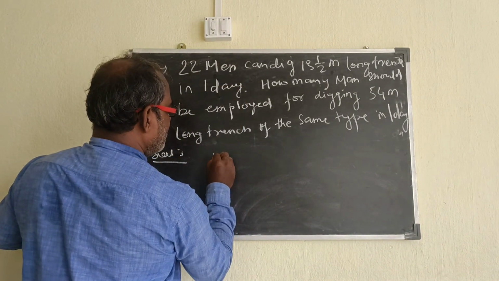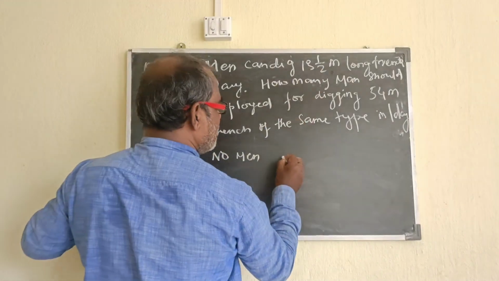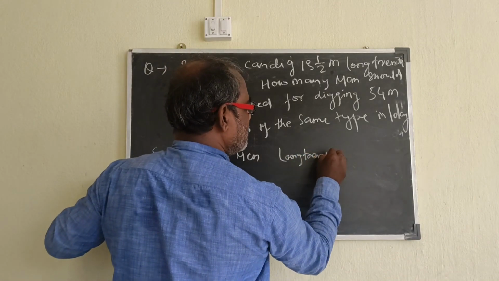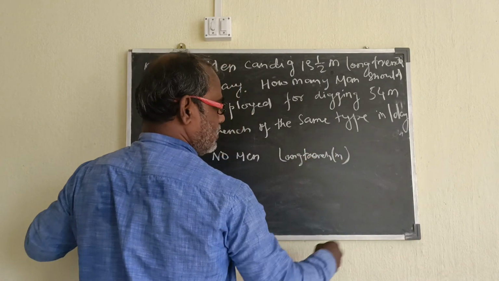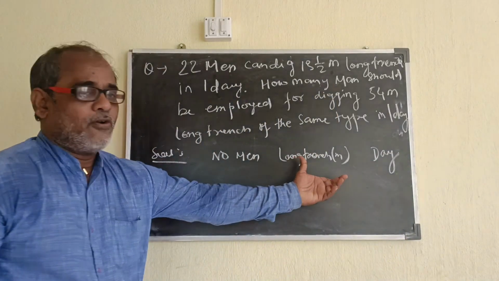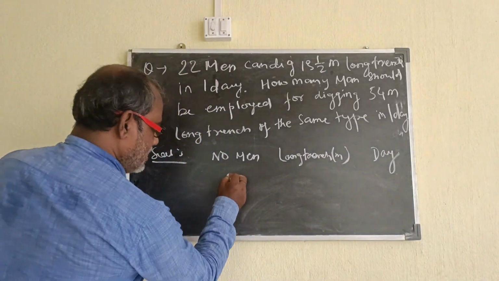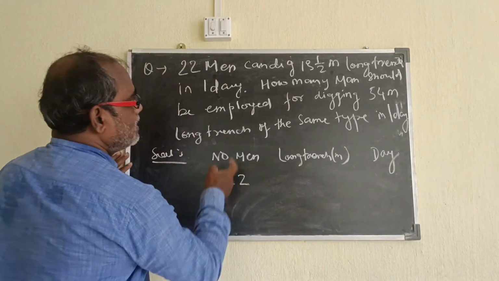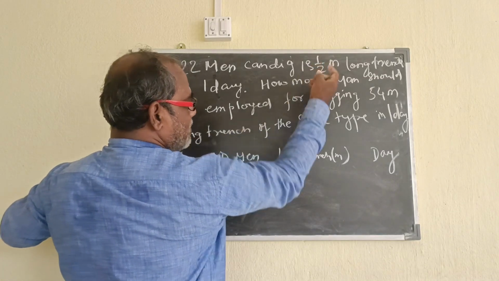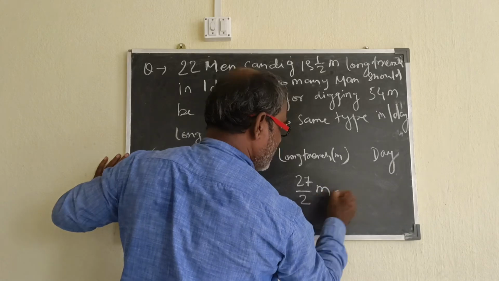So number of men, this is the long trench, of course in meters, number of days. Only this you have to write. Now let us read again. 22 men, right here 22, can dig 13 1/2, that means 13 twos are 26 plus 1, 27 by 2 meter in 1 day.